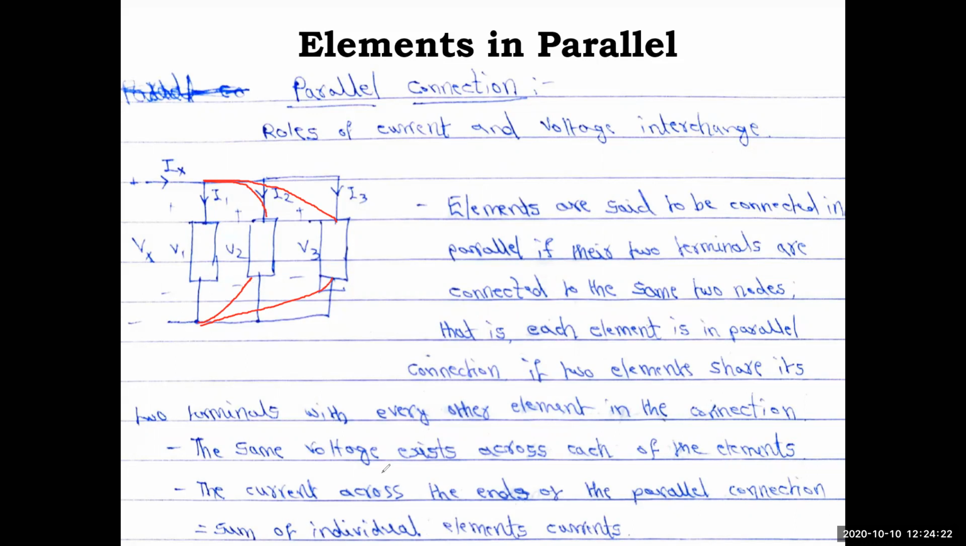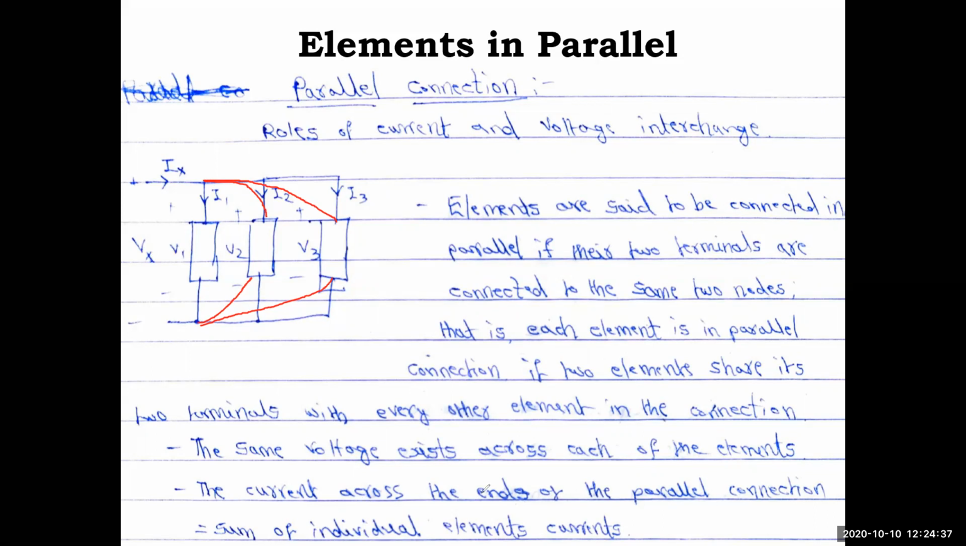The same voltage exists across each of the elements. Whatever voltage you apply across the first element holds good for the other elements. So Vx, V1, V2, V3 are all at the same voltage potential.